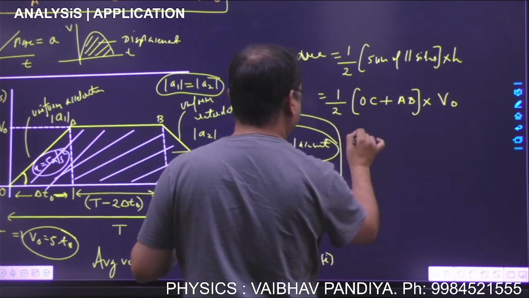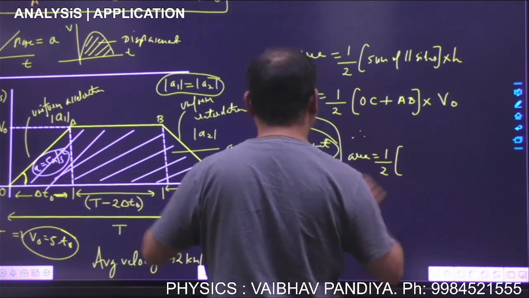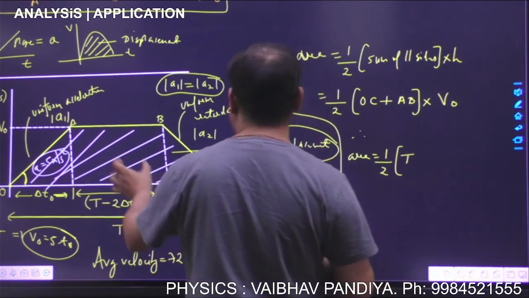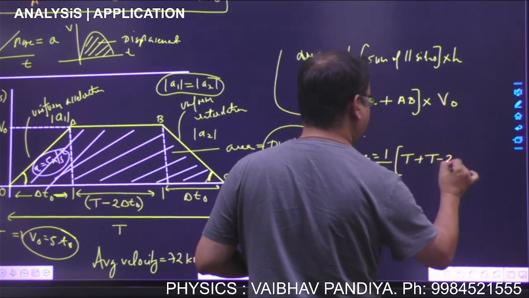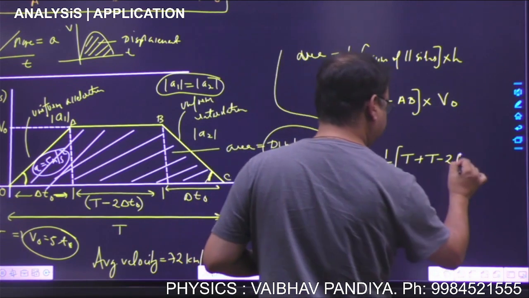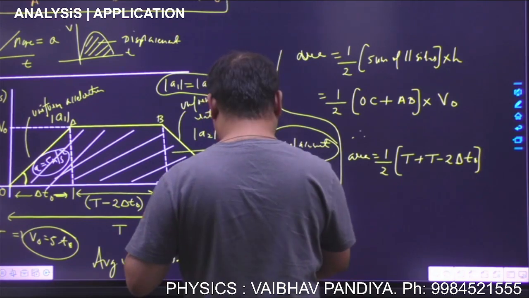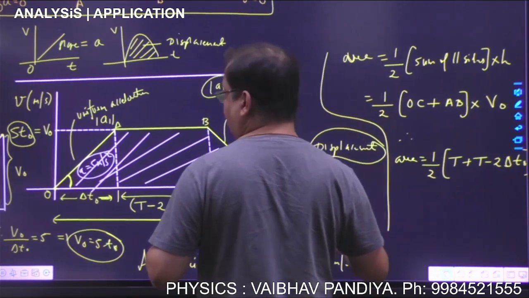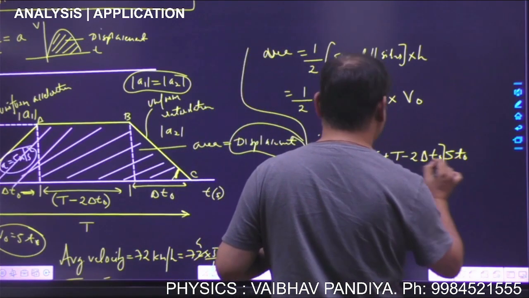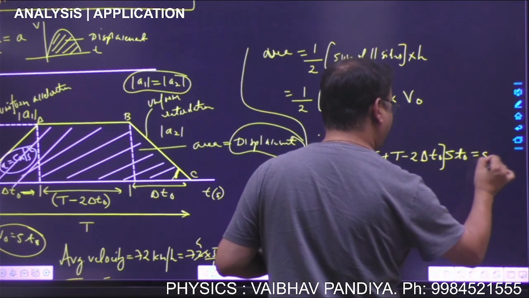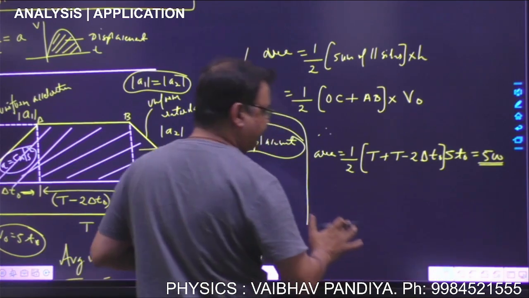Okay, so therefore the area comes to be half. Now what is your OC? The total time of travel, that is T. What is your AB? This much, the time for motion with constant velocity, T minus 2 times of delta T naught. And V naught we have to keep in terms of T naught. So already we have seen V naught came to be 5 times of T naught. So this will be 5 times of T naught. So this is coming to be area, and this must be equal to 500 meter, which is obtained by the basic knowledge of the average velocity and displacement.